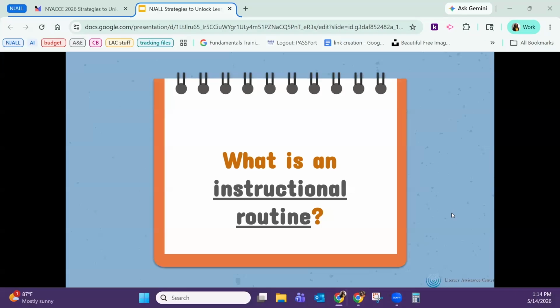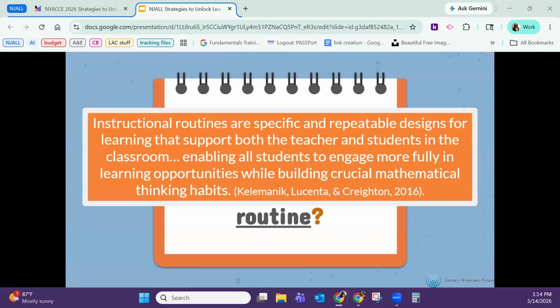Okay, so what is an instructional routine? They are specific and repeatable designs for learning that support the teacher and the student. And there's a key here. They build crucial mathematical thinking habits. Remember what I said at the beginning? It's a thinking test, right? I've heard the math test described as a vocabulary test, a reading comprehension test, a computation test. It's a thinking test. Most assessments are thinking tests.